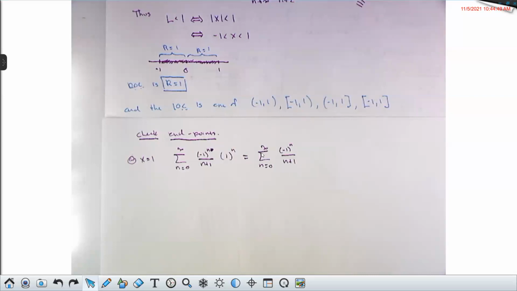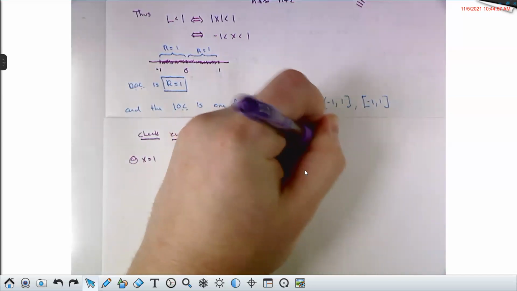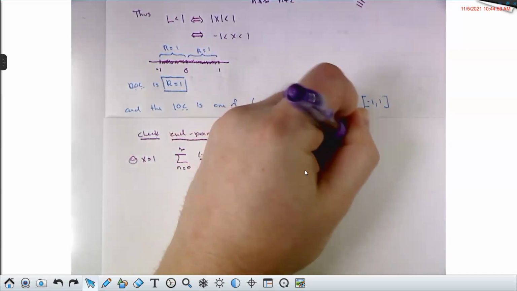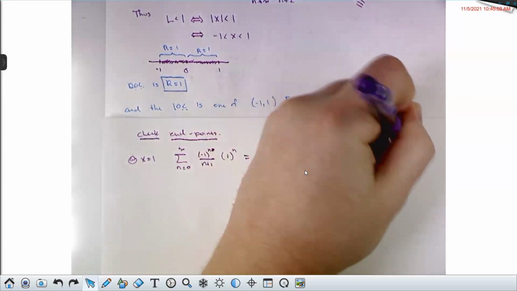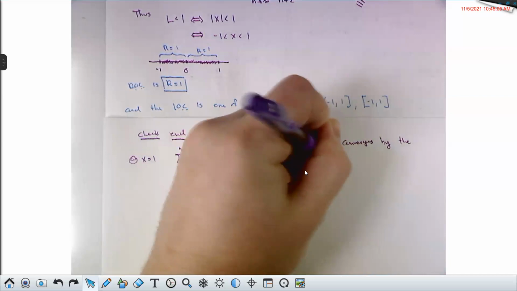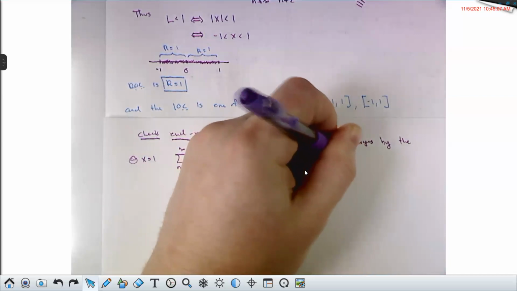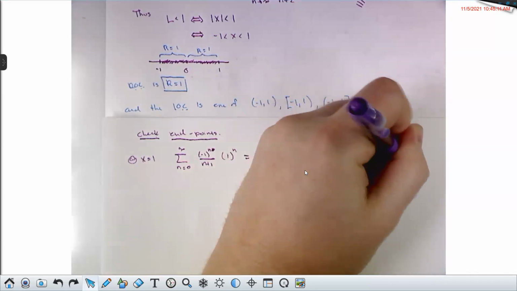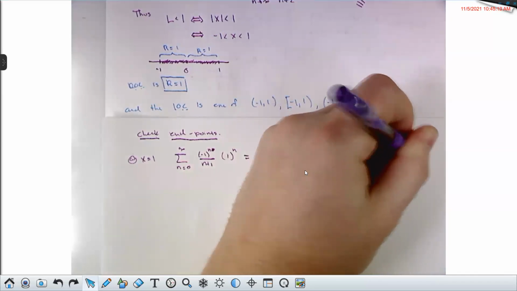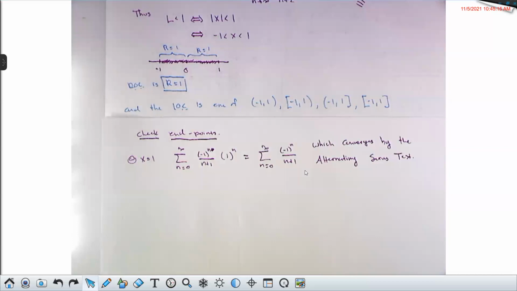Very good. This is a convergent series. It's a conditionally convergent series. This converges by the alternating series test. Very good, guys. This is the alternating harmonic series. This is the one that converges to that nice value of the natural log of 2.